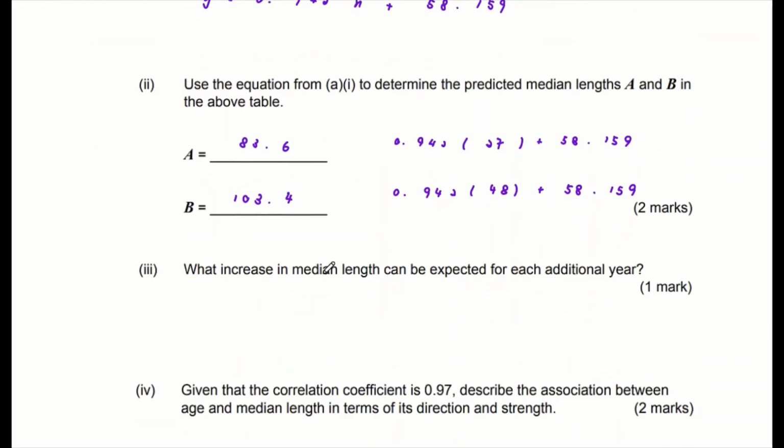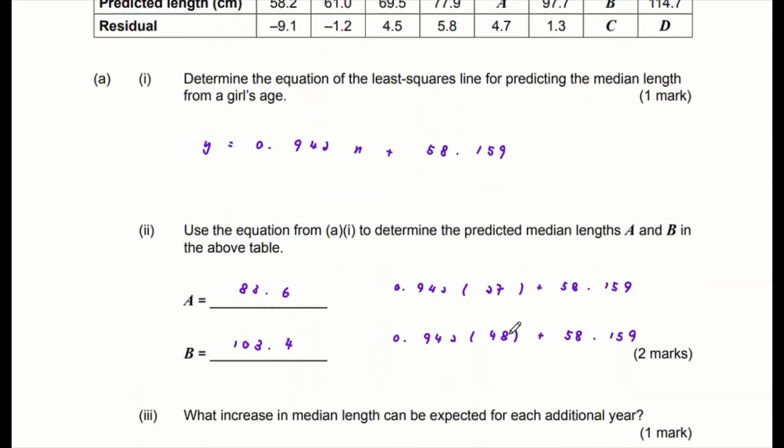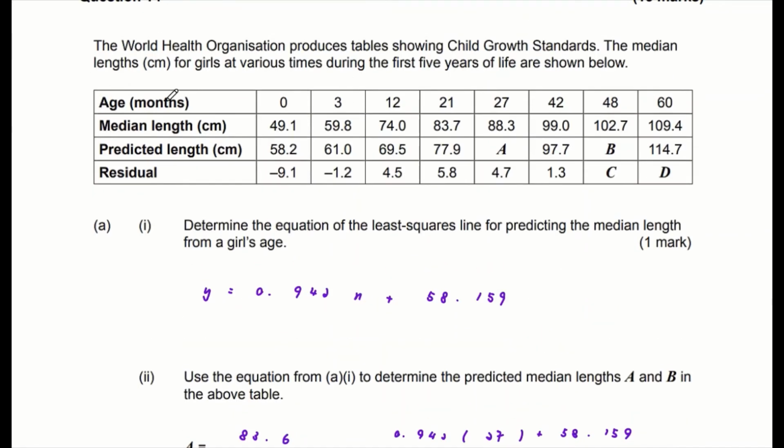What increase in the median length can be expected for each additional year? This question is about the same thing as what we meant by gradient, but there's a tricky point. By looking at what we have here, the unit for the age is in months, and the median length is in cm. So if we interpret the gradient here, for every additional month in the age, the median length of the girl will increase by 0.942 cm. So that is for every additional month.